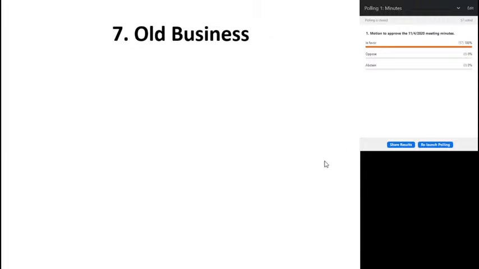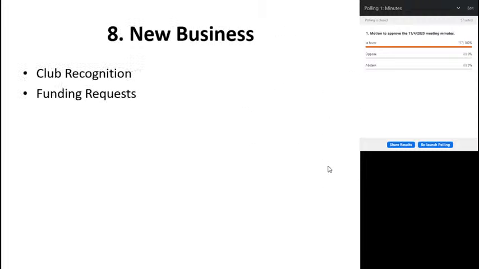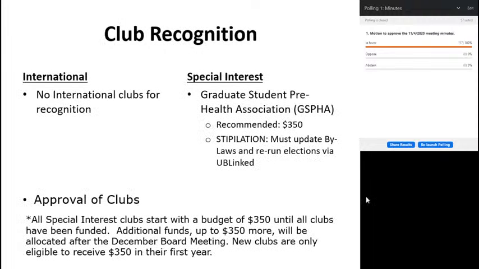We don't have any old business today. So moving right into new business, this is looking to be a pretty quick meeting. Club recognition. We have one club that is up for recognition. They are a special interest club. They are the Graduate Student Pre-Health Association. Some of their information is in your packet for you to look at. But we also have a representative to give a brief introduction overview of the club.